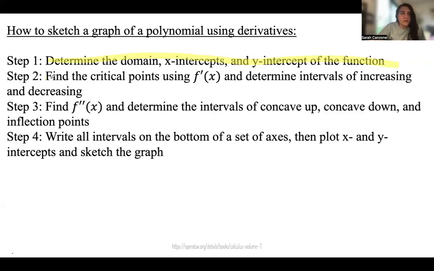Step two is going to be finding the critical points. And we remember that is when the first derivative is equal to 0. And then we want to solve to find the x values.